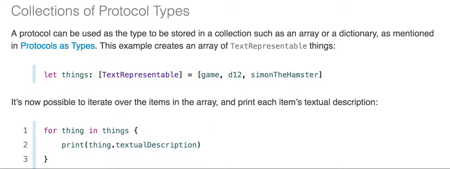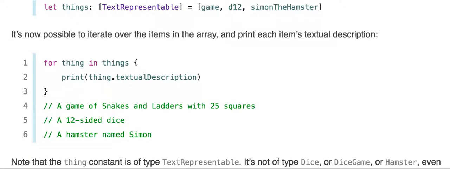Collections of protocol types. A protocol can be used as a type to be stored in a collection such as an array or dictionary, as mentioned in Protocols as Types. This example creates an array of TextRepresentable things. Let things be an array of TextRepresentable equals game, d12, simonTheHamster. It's now possible to iterate over these items and print each of their textual descriptions. So you can go for thing in things and then print thing.textualDescription.